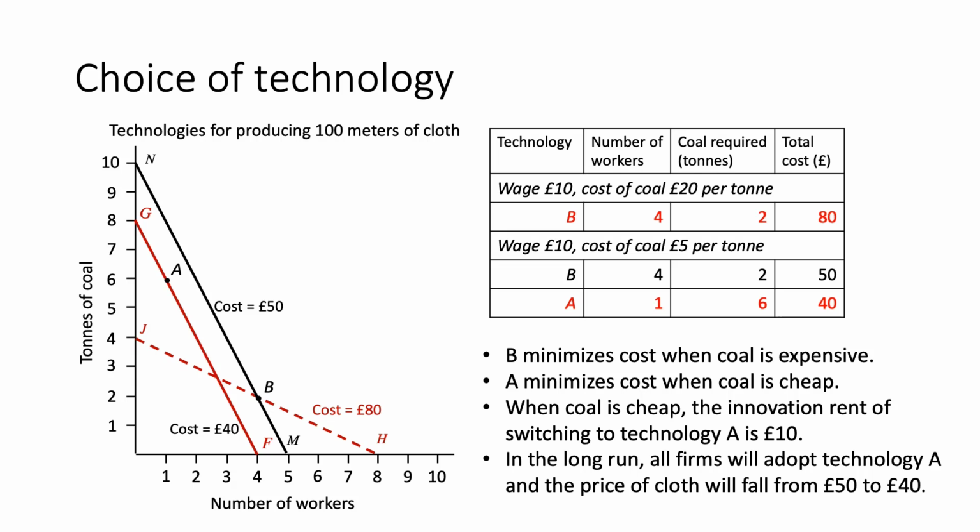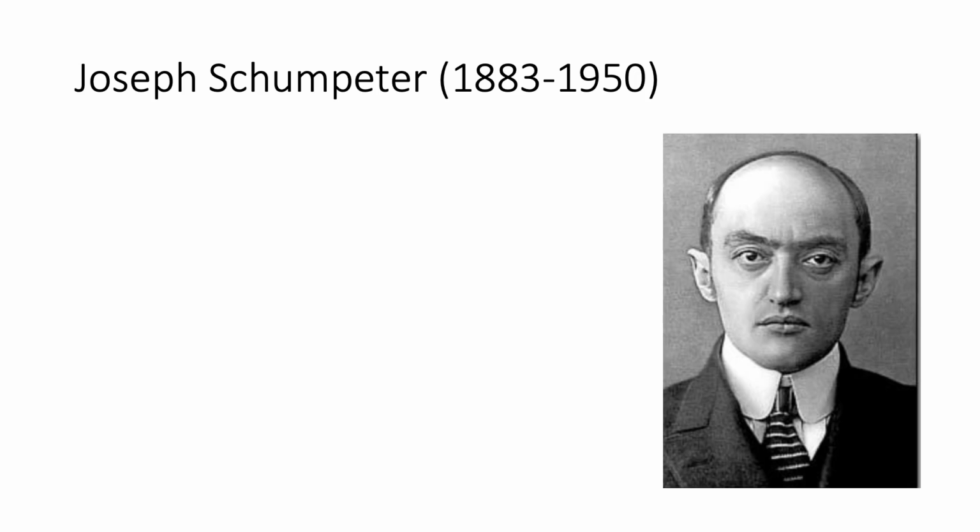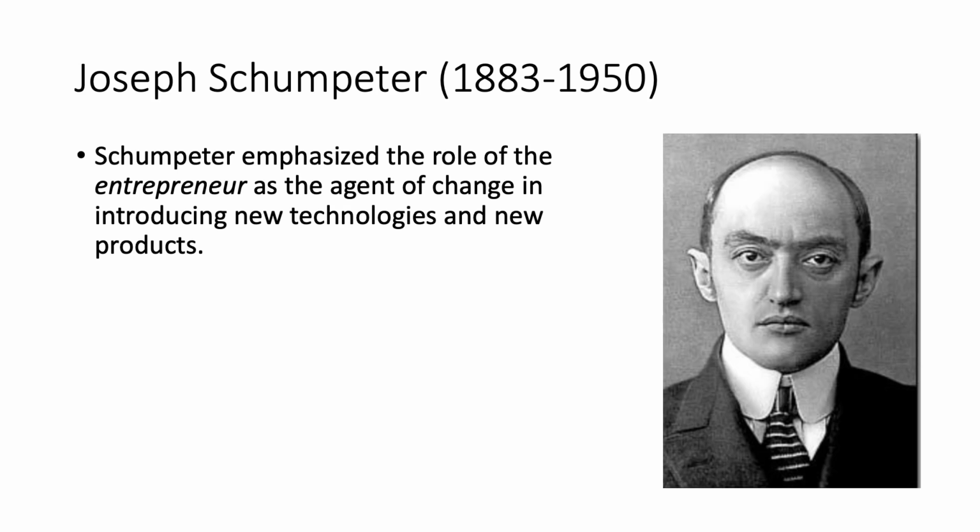And in the long run, each of these firms will adopt technology A, because the firm utilizing technology A first will receive this innovation rent. Joseph Schumpeter is one of the Austrian economists who came up with the idea of this creative destruction that we've illustrated in this model. Schumpeter emphasized the role of an entrepreneur. So this entrepreneur is the agent of change, or the innovator in this case, and they are the ones who introduce new technologies and provide different firms with different innovation rents.